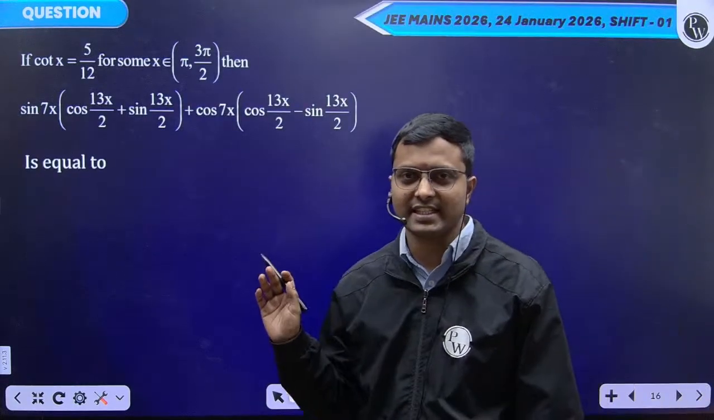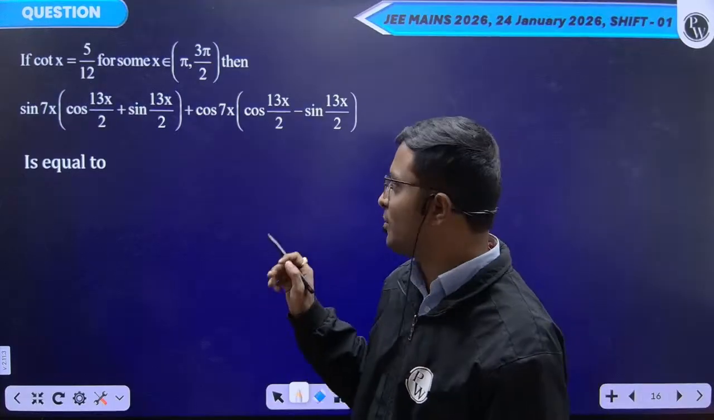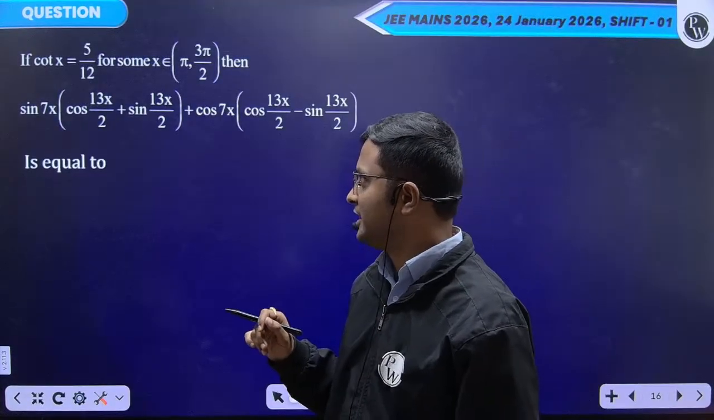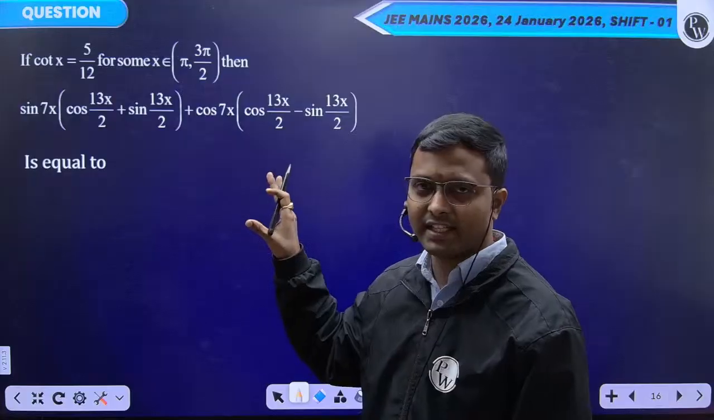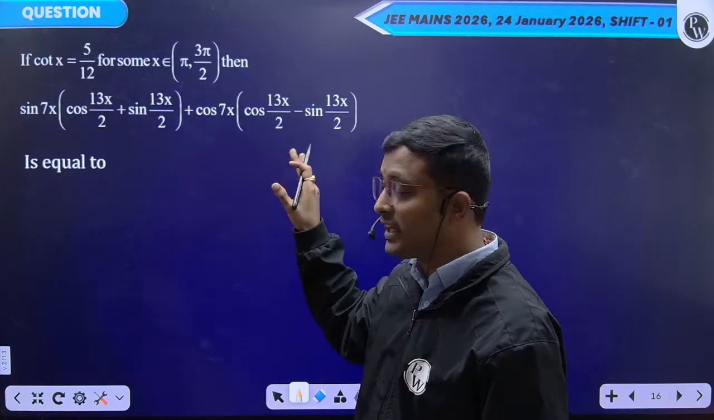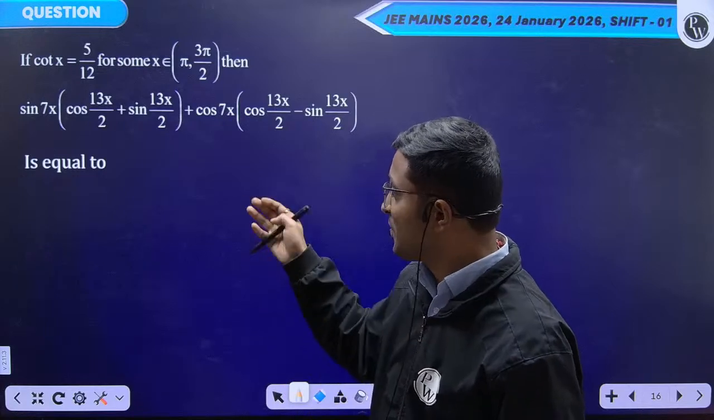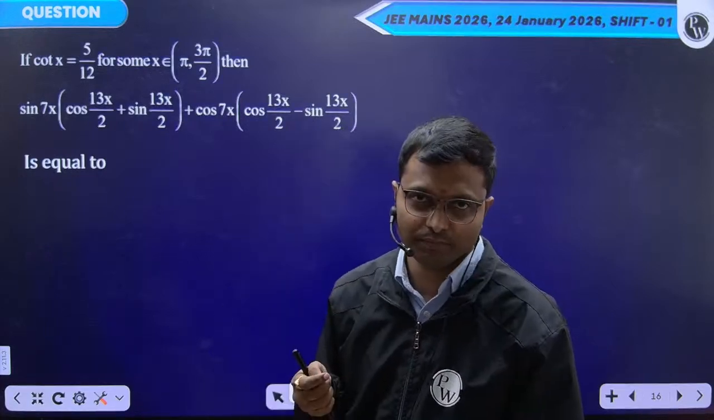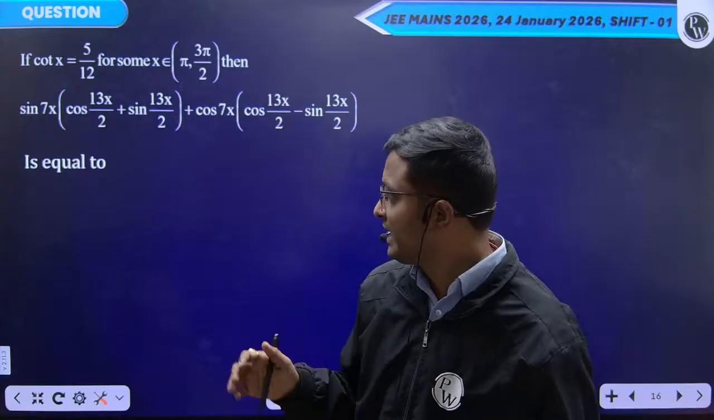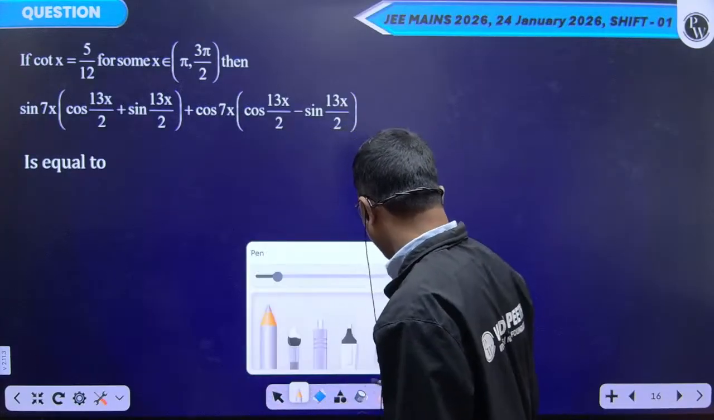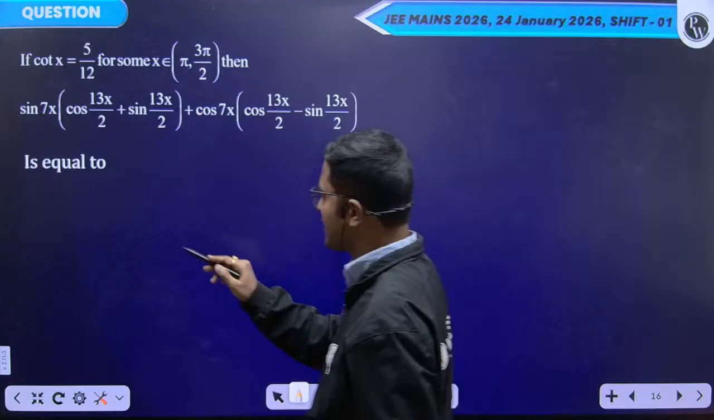So first, let us see this question. It is based on trigonometry. Some vertex is given, and some interval is also given. Interval is very important in trigonometry. And for some expression we have to find the value. Okay, so let us take this expression and see what it is.